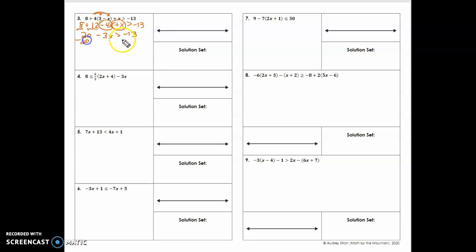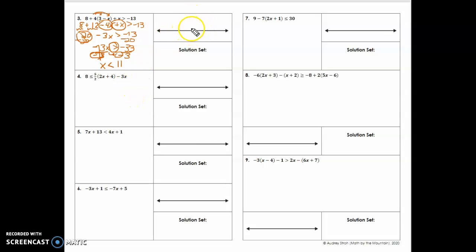Subtract 20 from both sides to isolate the variable. That zeroes out. I get -3x is greater than -33. Divide by -3. And my flashers need to be going on because I am dividing by a negative number. That means I need to flip the sign. So that goes to 1. X is now less than 11.